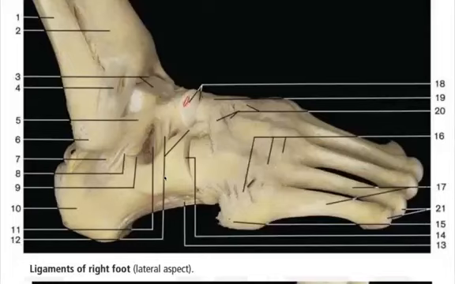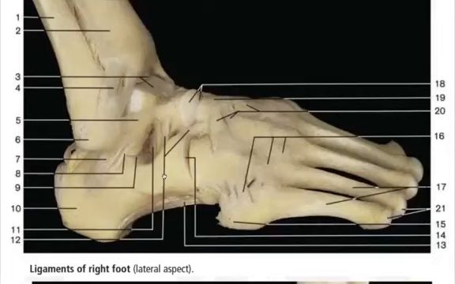Also, this is the head of the talus. Fantastic. What about this joint? Calcaneocuboid. This is the calcaneocuboid joint. Fantastic. What is the name of this joint as a whole? Chopart joint. Fantastic. So this is known as the joint of Chopart, or the midtarsal joint.